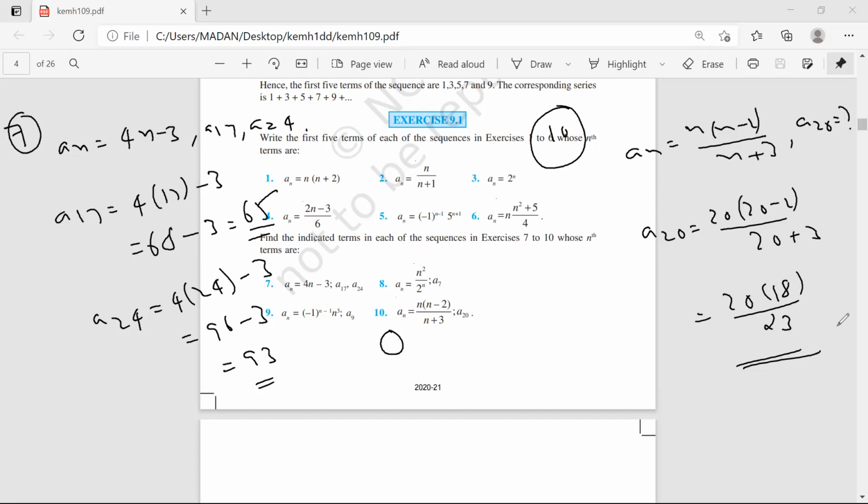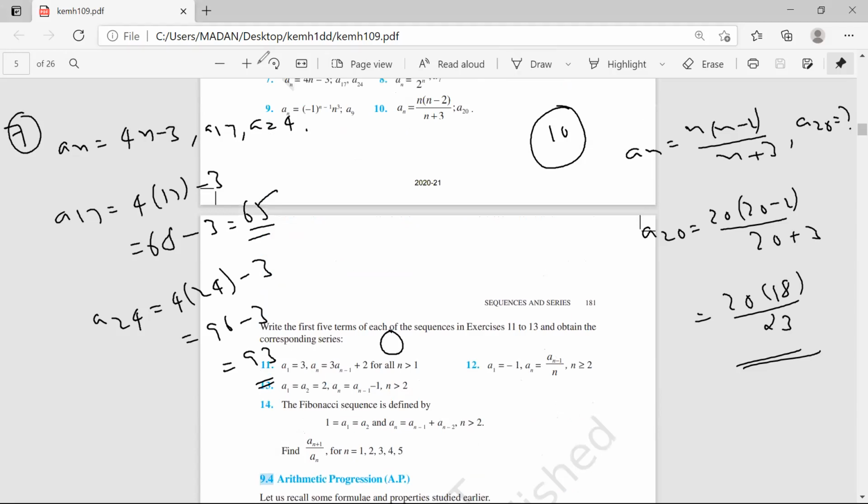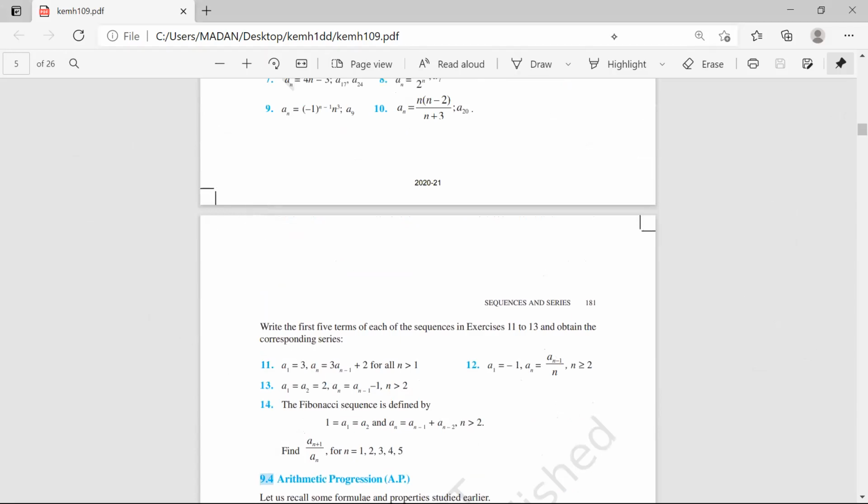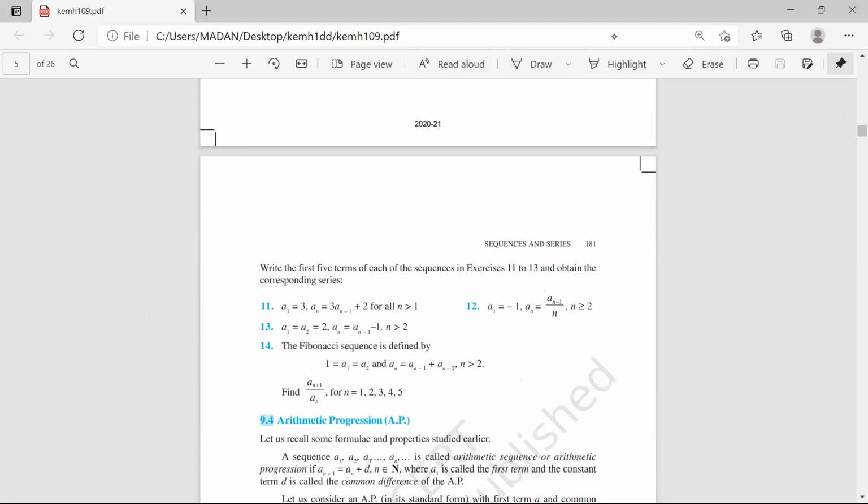Question number 11. Please see the 11th problem here. A1 is equal to 3. An is equal to 3 into An minus 1 plus 2 for all n greater than 1.